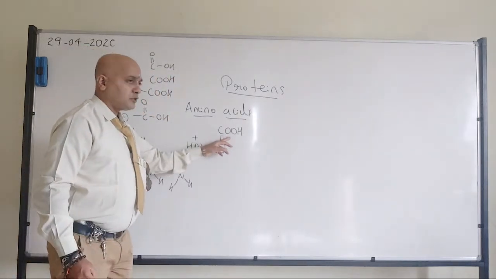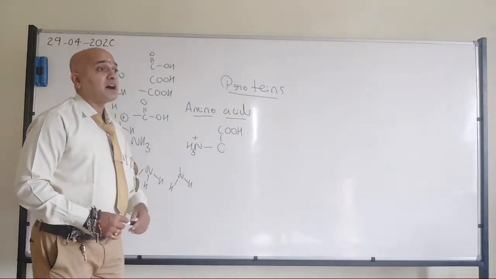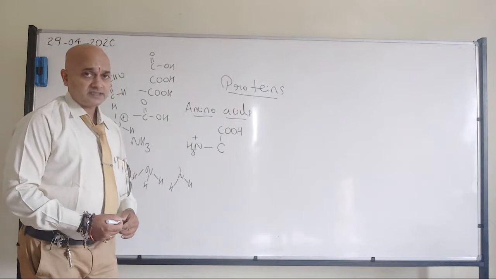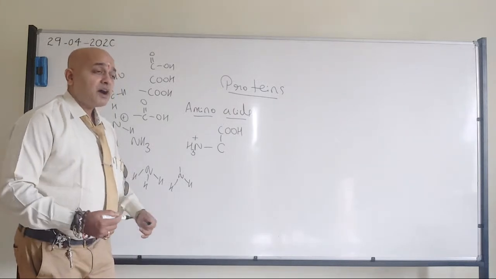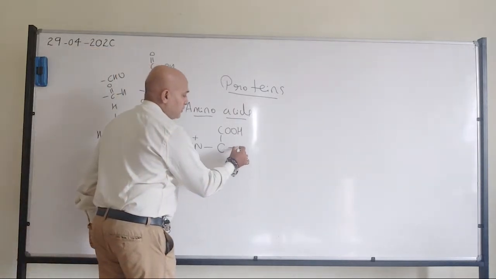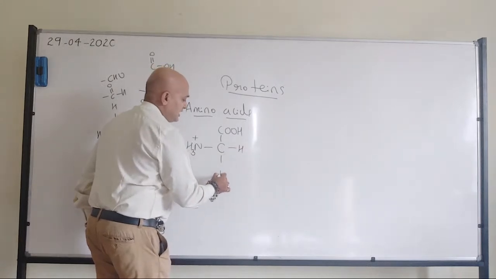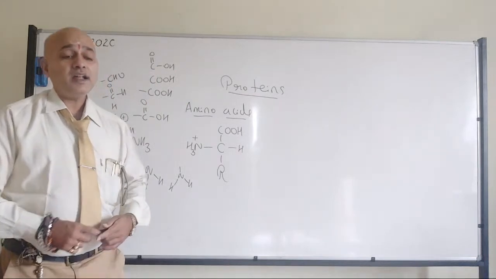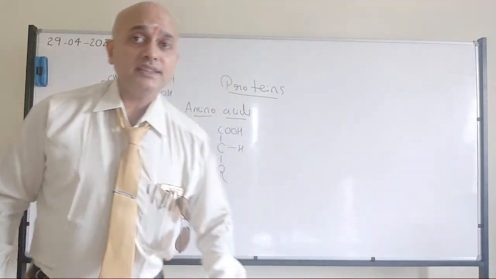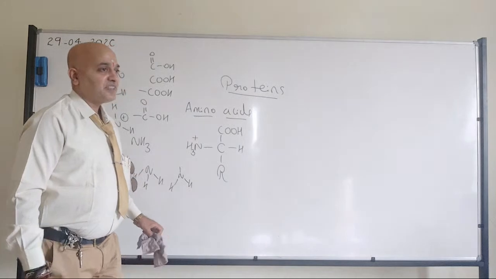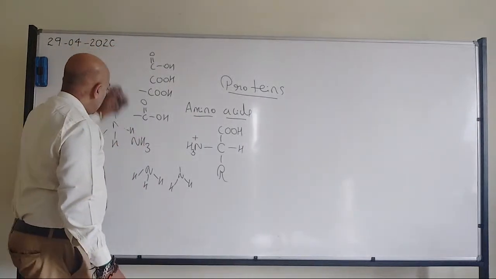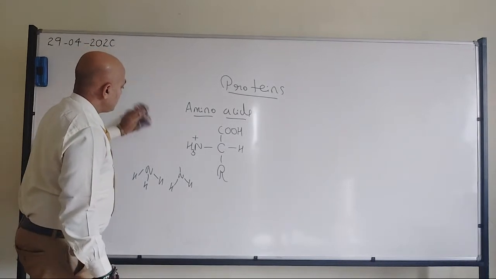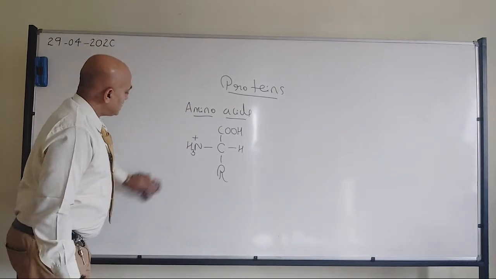These two functional groups are attached to the same carbon, so they are called amino acids. The other two components are hydrogen and R. What is that R? R indicates it is variable. It varies from one amino acid to another amino acid.